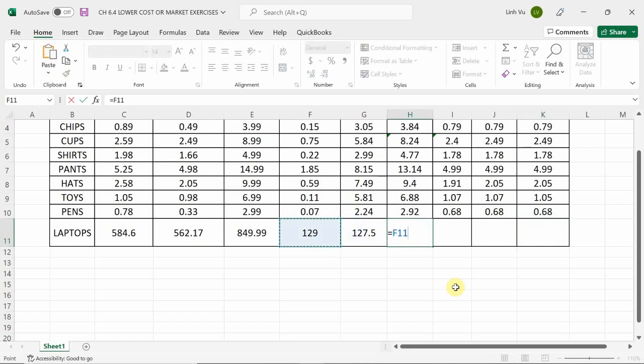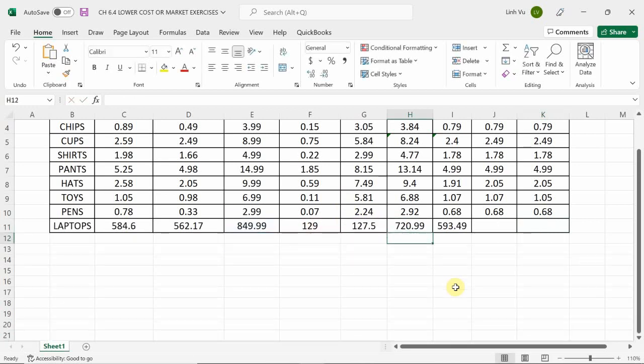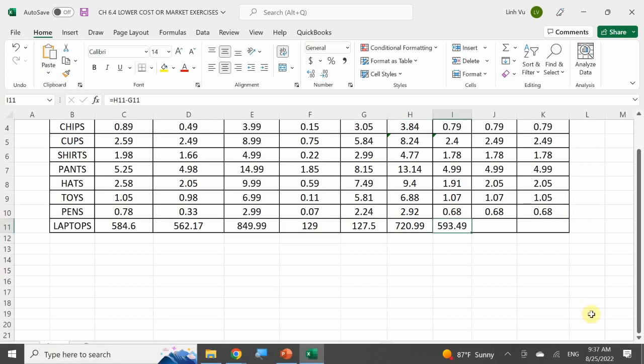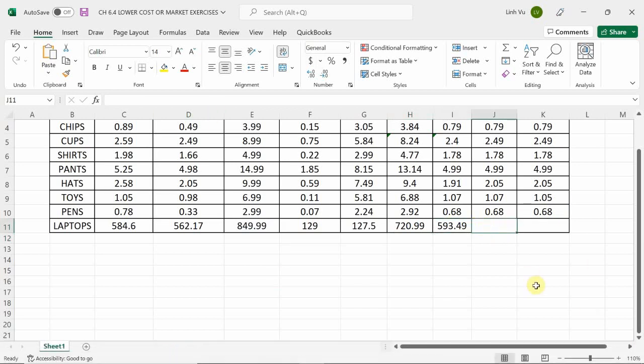So 720.99, and 593.49. Excel is picking up what I'm doing here. So let's compare. Replacement at $562.17 versus $720.99 and $593.49.